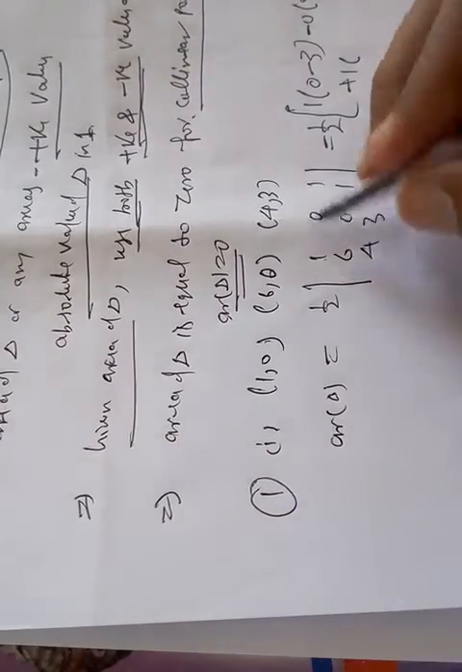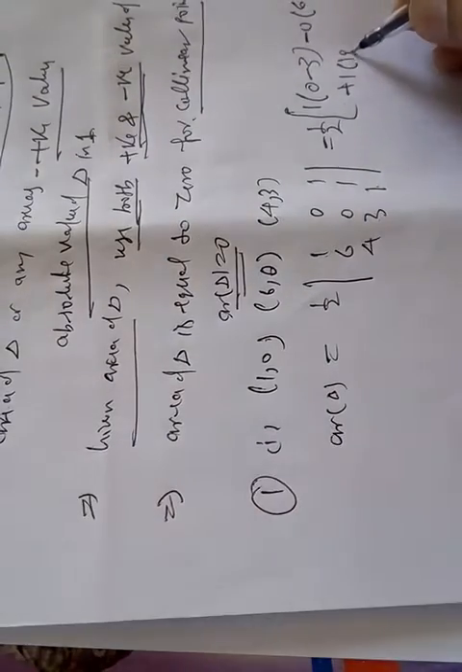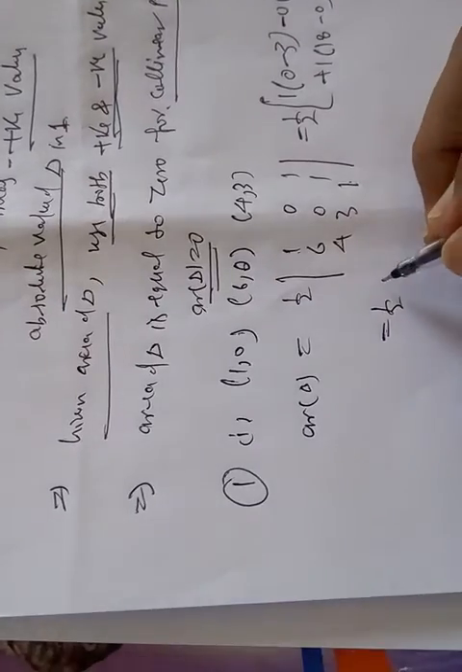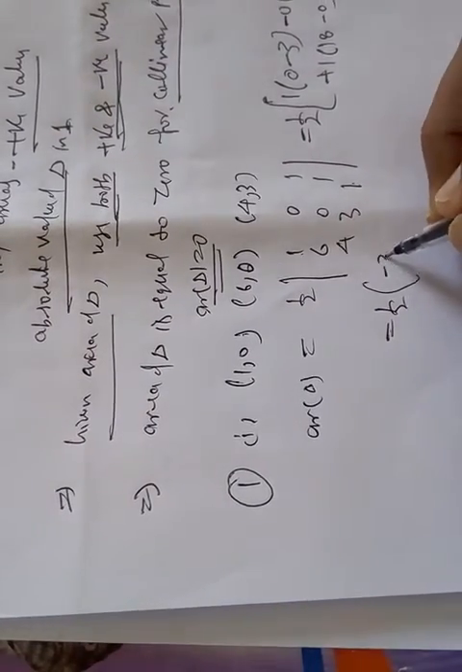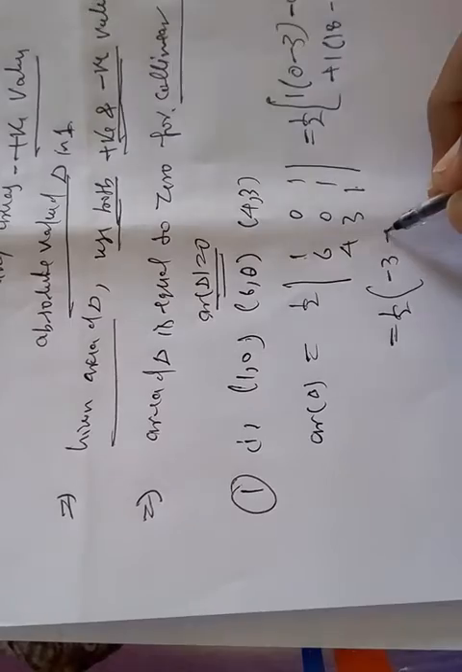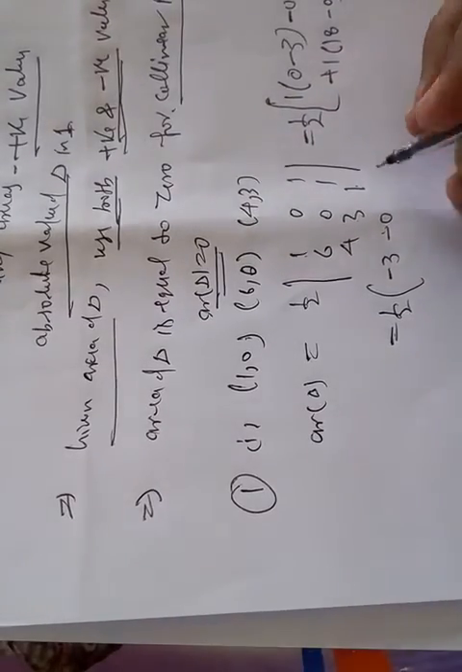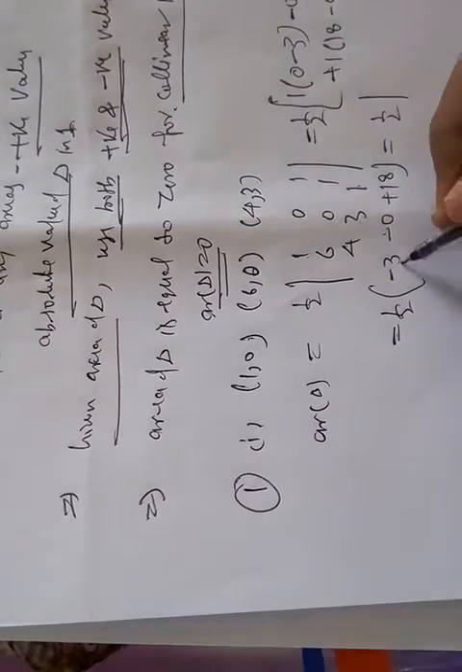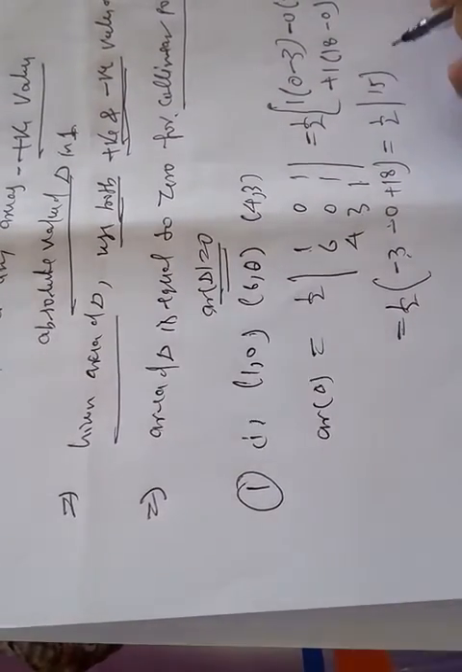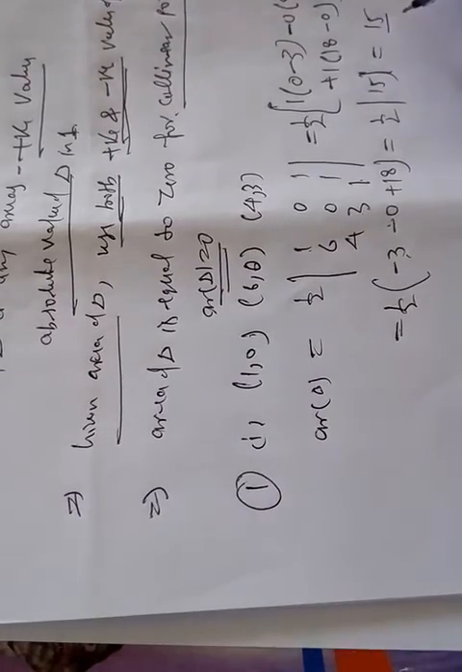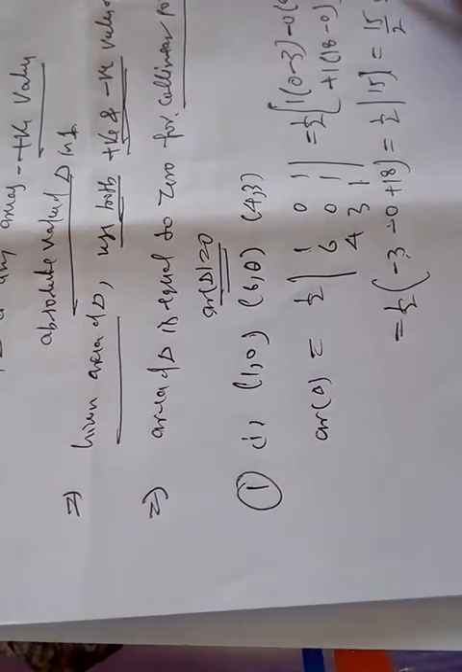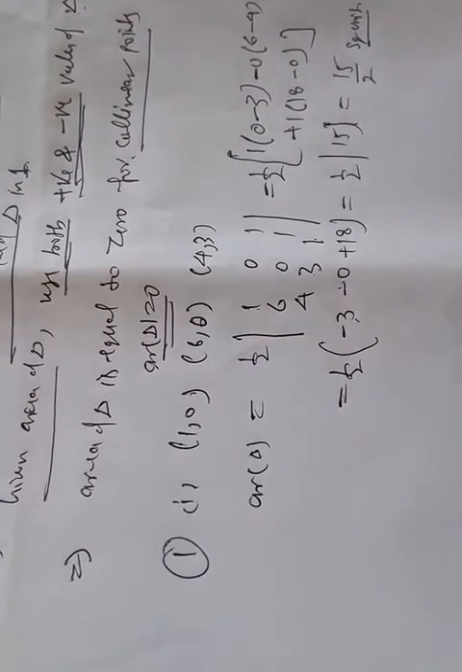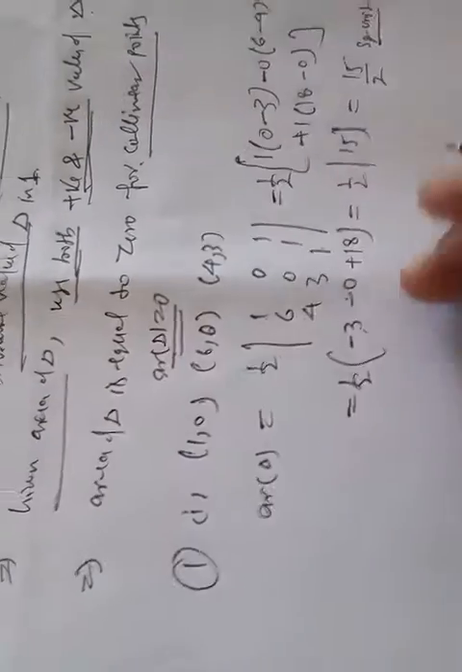So the terms are 3 into 6, which is 18, minus 0. So 1 upon 2 times (minus 3 times 0 minus 0 plus 1 times 18), plus 18, is equal to 1 upon 2 times (minus 3 plus 18), which is 15 upon 2 square units. Okay, 15 upon 2 square units. You can find this type of question also.